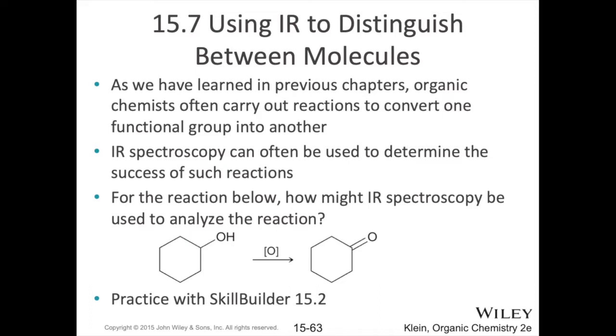Again, think about the difference between that alcohol functional group and how it would show up versus that ketone functional group. Remember, this is a carbon-oxygen double bond, so that'll show up in a set place in your spectrum. More importantly, that really broad peak that you would normally see all the way to the left for your alcohol group would disappear. That would tell you that your reaction happened. Your alcohol group was converted into something else.